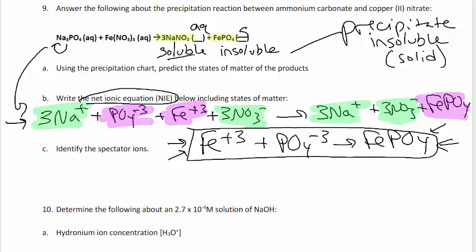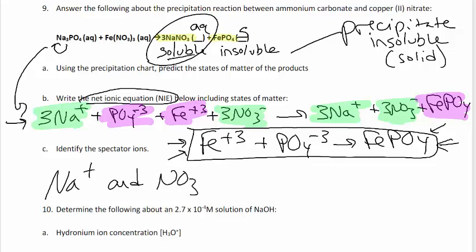Okay, then it asks you to identify the spectator ions. So those are the ions that are not part of the precipitate. Those are the ions that are aqueous. So that would be the sodium ion and the nitrate ion. Those are aqueous before and they're aqueous afterwards, so nothing's happening to them.